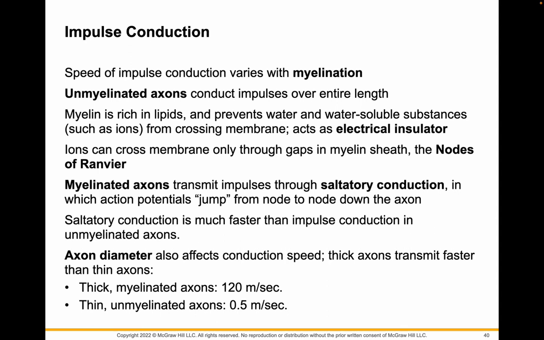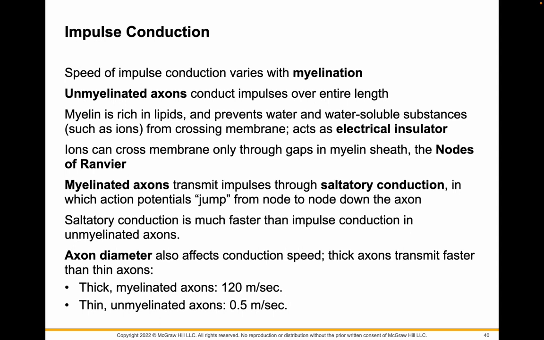So the speed of this impulse varies with the myelination. Remember, unmyelinated axons conduct the impulse over the entire length because there are no nodes of Ranvier. Myelin is rich in lipids and prevents water and all these ions from crossing. So it acts like an electrical insulator, and the ions can only cross through these gaps of myelin sheath. And so since they don't have to go through the whole membrane and they just jump from node to node, they are much faster. And this is called saltatory conduction. Salt probably because it is sodium and potassium.